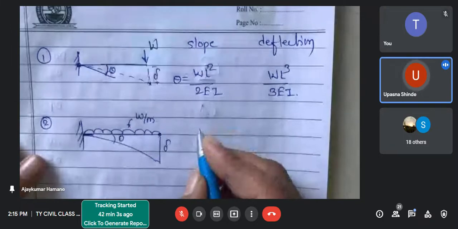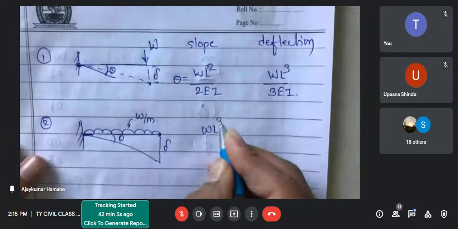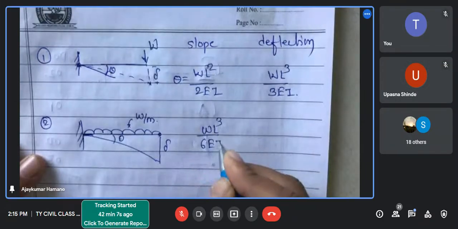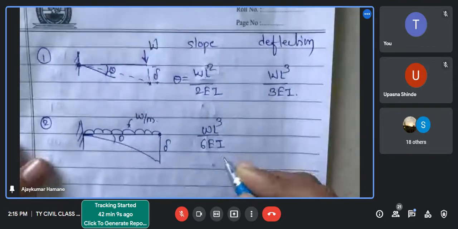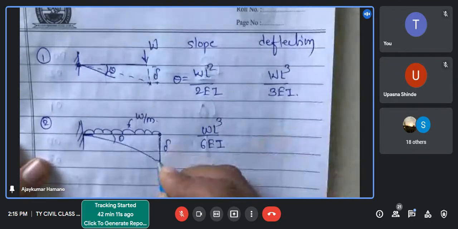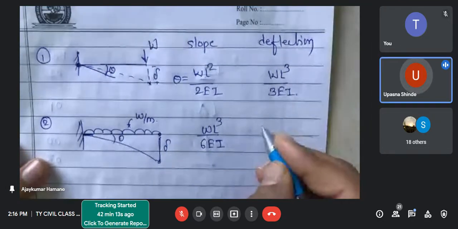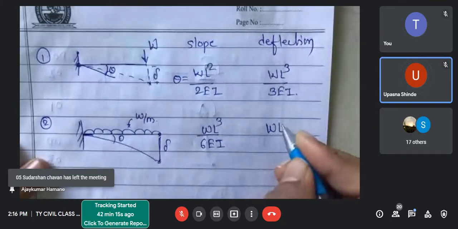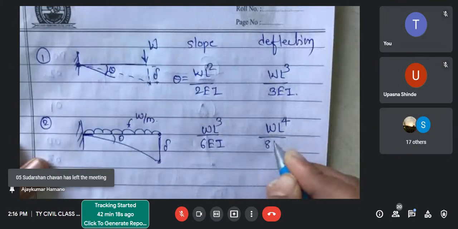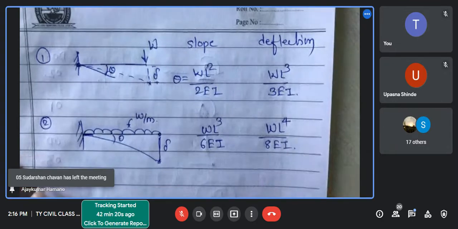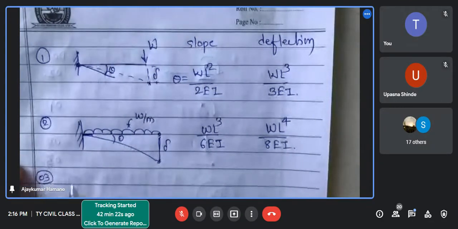WL cube upon 6EI. And what about deflection at this end? WL raised to 4 upon 8EI. Correct. Now the third one.